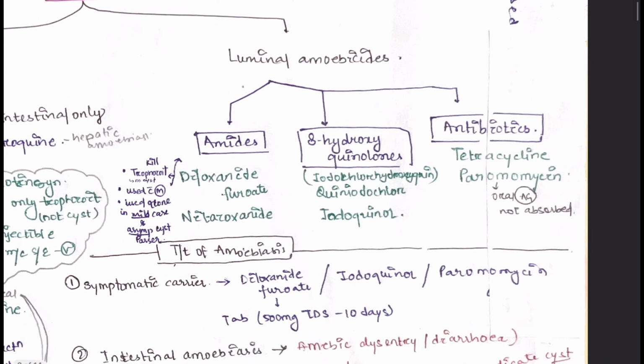Next is luminal amoebicides. It is categorized into three: amides, 8-hydroxyquinolones, and antibiotics. Amides, it is diloxanide furoate. You will pronounce it like that, diloxanide furoate. Then next is nitazoxanide. Next, under 8-hydroxyquinolones, we have quinfamide... quiniodochlor and iodoquinol. Under antibiotics, we have tetracycline and paromomycin. Paromomycin is an oral aminoglycoside and it is not absorbed well.